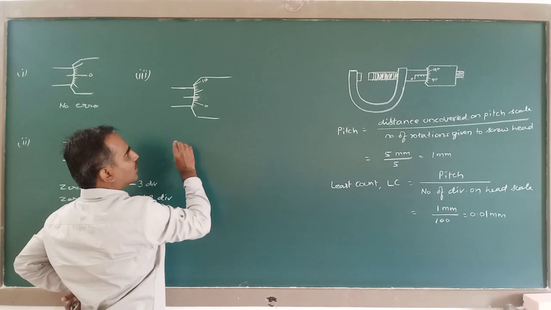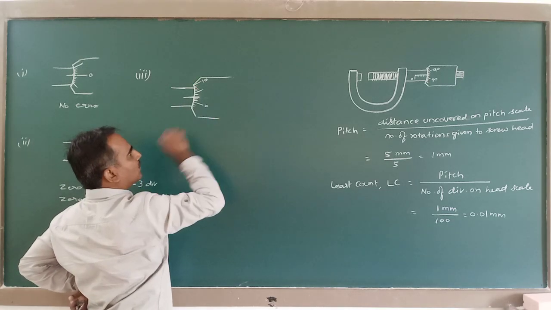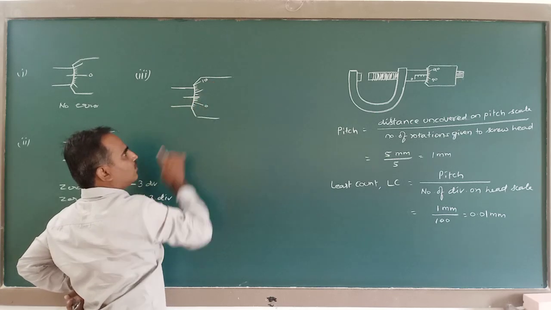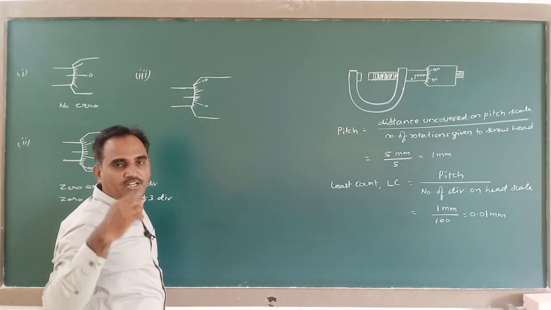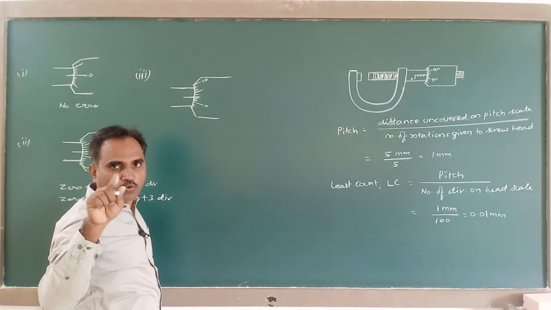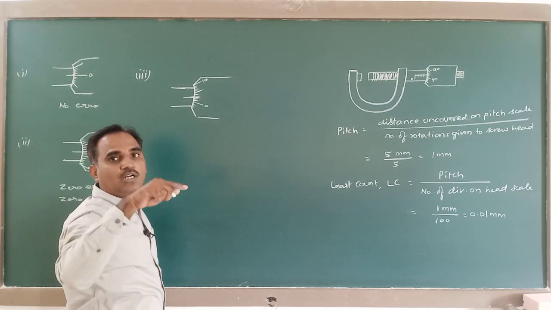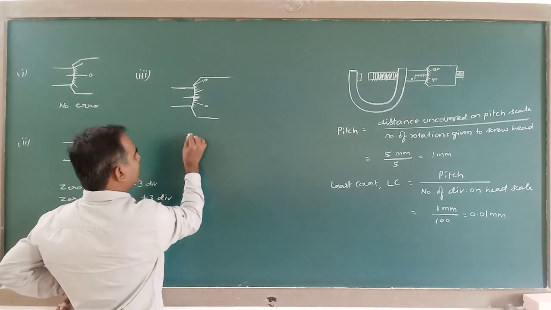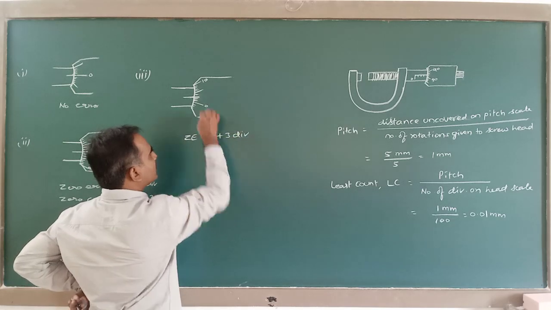In that case, this pitch line is coinciding to some excess division. See, this is the increasing order of divisions, 0 to 10. So it is coinciding to 3rd division. Actually it has to coincide to 0, but it is coinciding to 3rd division. That means it is coinciding excess by 3 division. That is why this is 0 error. It is called plus 3 division in this case.